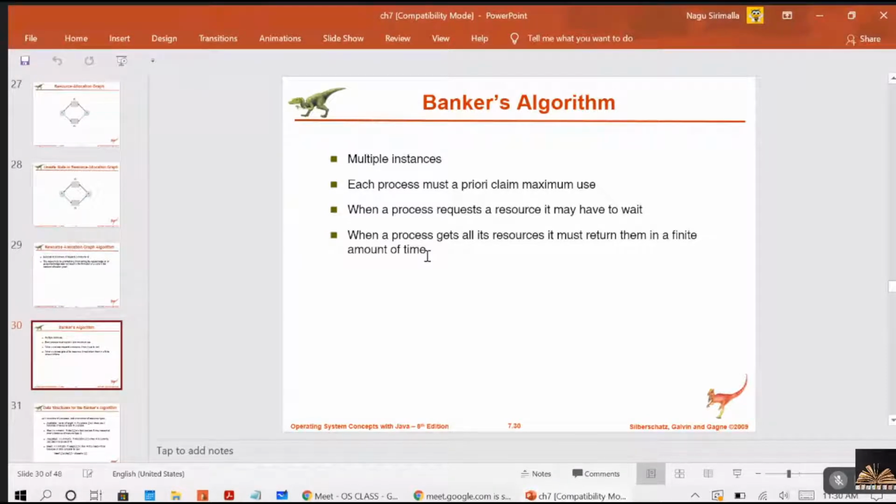So in the Banker's algorithm also, you try to find out a safe sequence. That means, let's consider there are 5 processes. In which order should I allocate the resources to the processes so that the processes are going to be executed in a finite amount of time, without entering into the deadlock state?